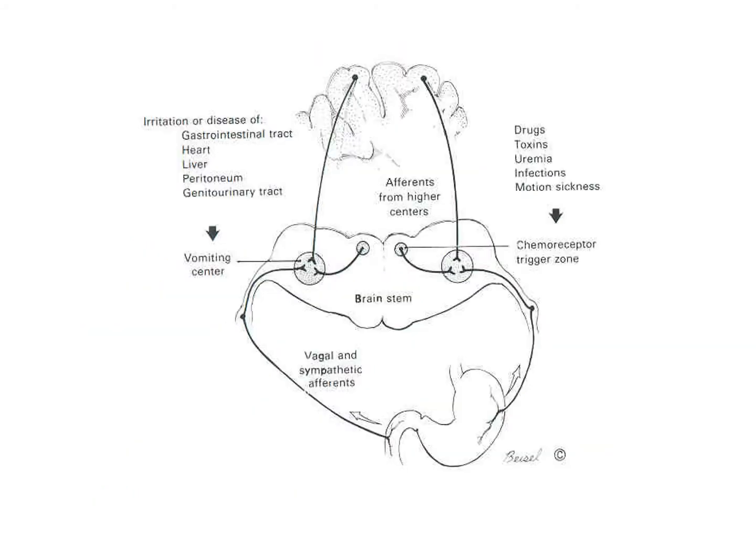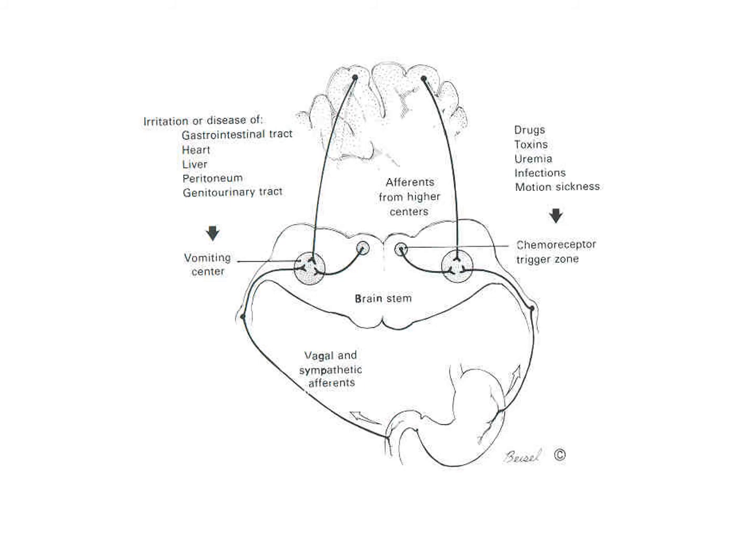So this is an ancient figure, but I actually really like it, so I kept it as part of my slides. And it's showing the chemoreceptor trigger zone, and that is sitting on the floor of the fourth ventricle in the brain, and it has input then from the peripheral blood, so it can see drugs, toxins, uremia, which is toxins from your kidneys, bacteria and infections, and it also can get some signals of motion sickness from histamine, for example.